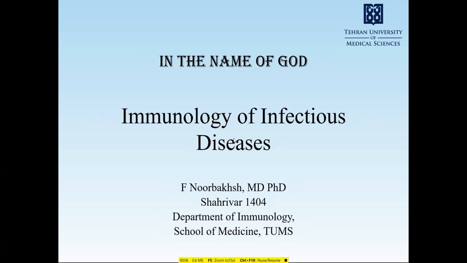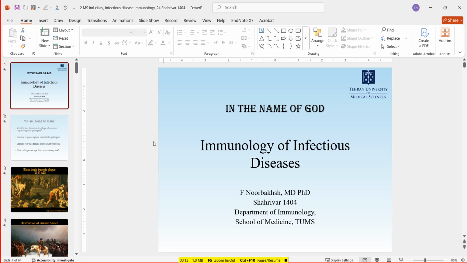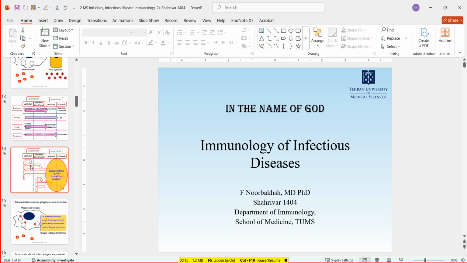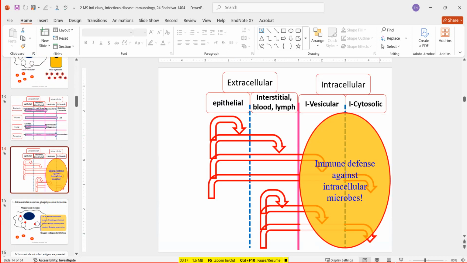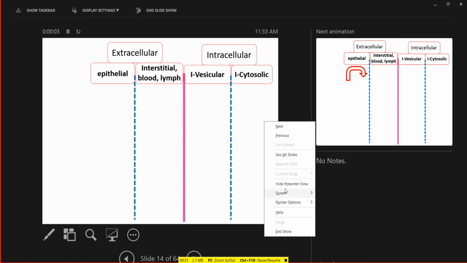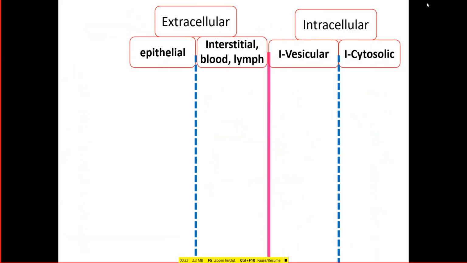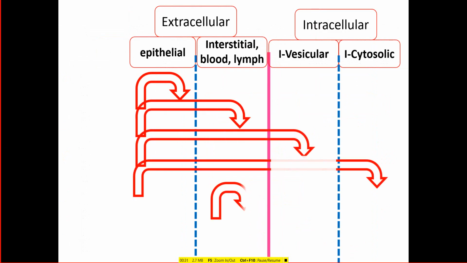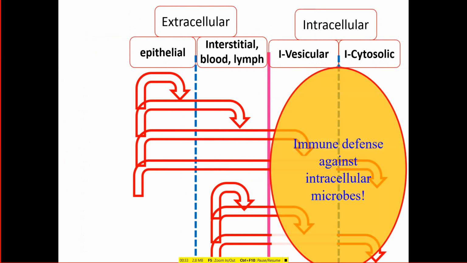All right, so we are going to continue our discussion about immunology of infectious diseases. In the first part of the class, we tried to look at pathogens in four different spaces or subspaces: extracellular and intracellular, and then extracellular and intracellular. They both comprise two subspaces. And then we talked about pathogens and the different paths that pathogens can take.